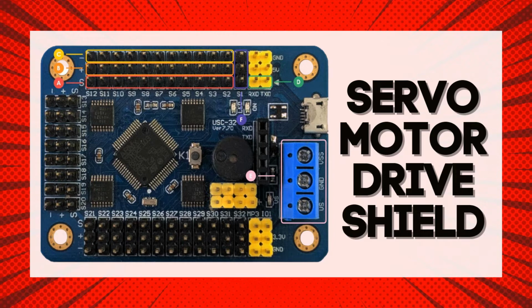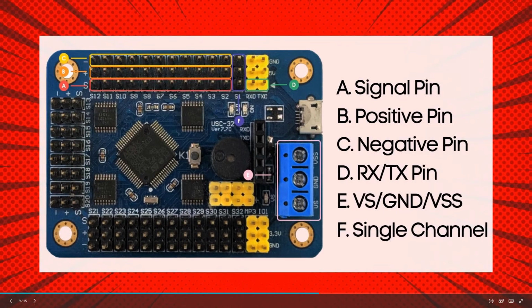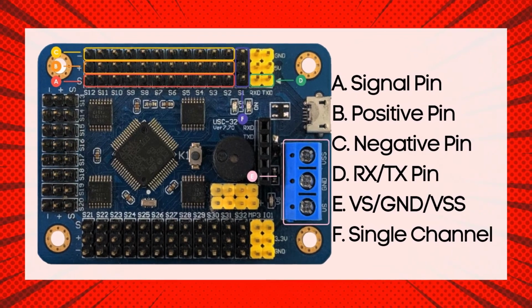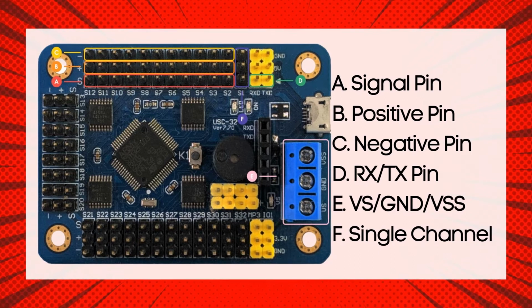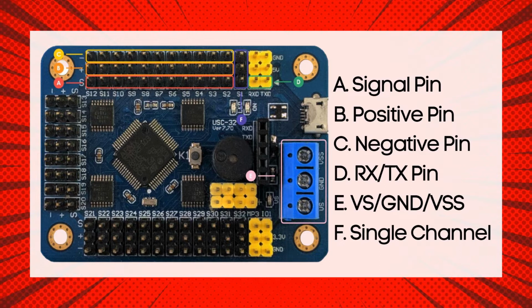It has 32 channels with 3 pins aligned horizontally. The 3 pins are letters A, B, and C, and then we also have here letter D. Let's talk about it one by one. Letter A is the signal pin. On this part, it outputs the command to the servo motor.